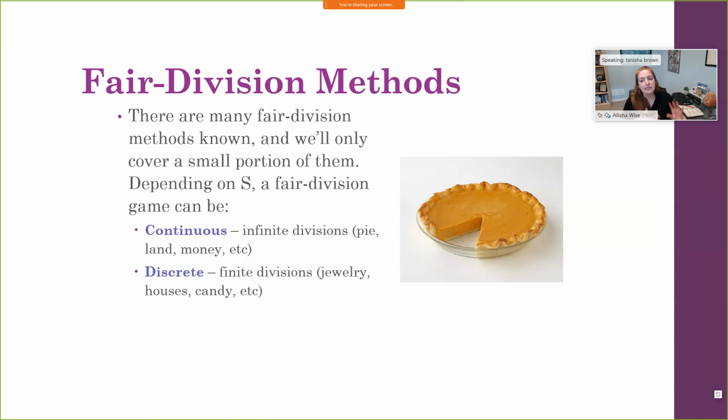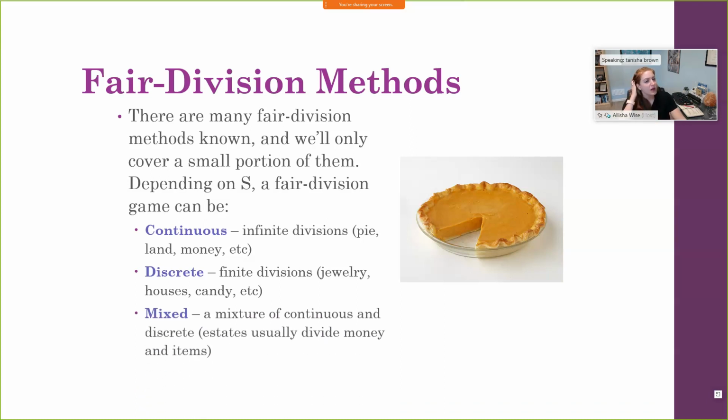Versus a discrete set of goods is where you can only divide it a finite number of ways. And these are things like jewelry, houses, candy, cars. You can only divide these things so many ways, right? I can't cut a car in half and give you half and me half. That's not going to be fair to anybody, right? Doesn't really work. So you can also have a mixed set, like if you're doing an estate and you have a house and a car, but then you also have money. It's a combination of the two, basically.